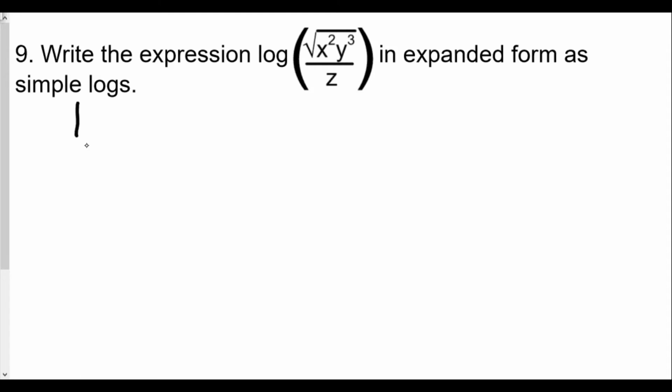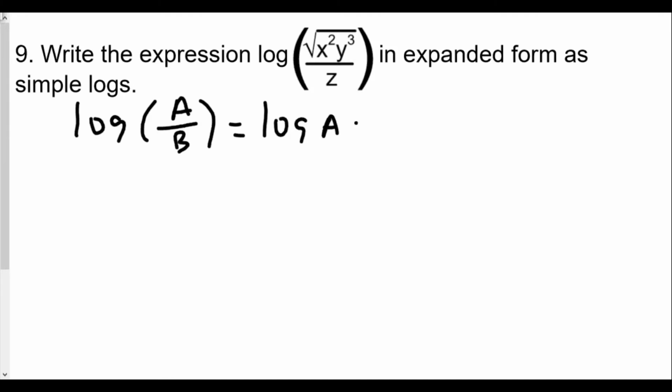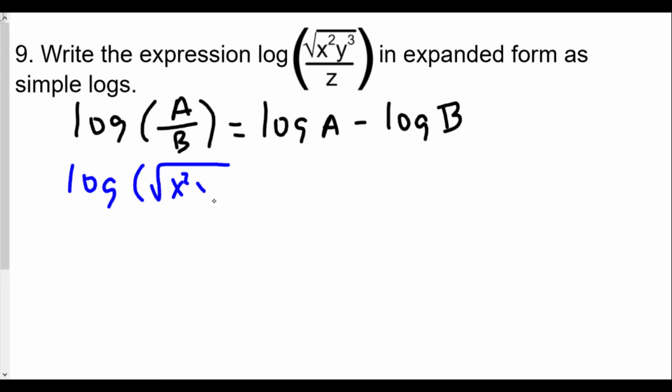The quotient rule is: the log of a over b is the log of a minus log of b. So it's the log of the numerator minus the log of the denominator. So we're going to get the log of the square root of x squared y to the third, minus log of z. Okay, so that's the first thing, and we got that part.